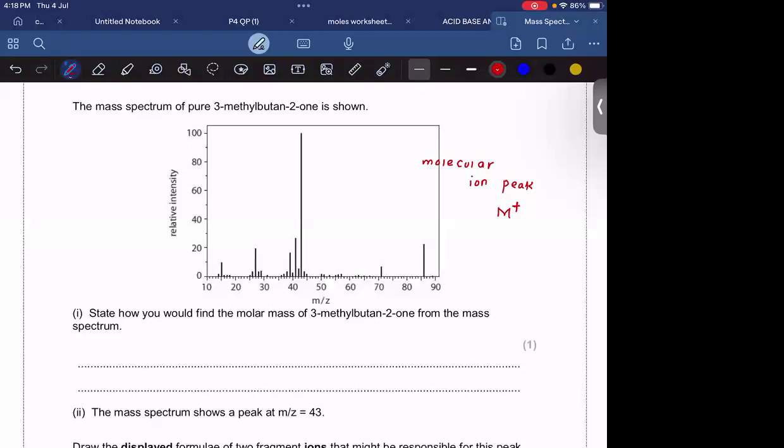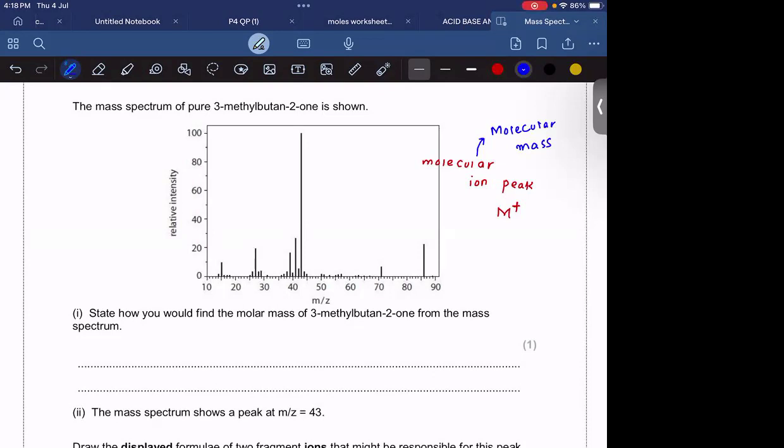In this question, this is 3-methyl butane-2-one. They are saying state how you would find the molar mass from the mass spectrum. Like I told you, the molecular ion peak is going to tell you the molecular mass. Now the question is where the molecular ion peak is. Remember, the molecular ion peak is on your extreme right hand side.